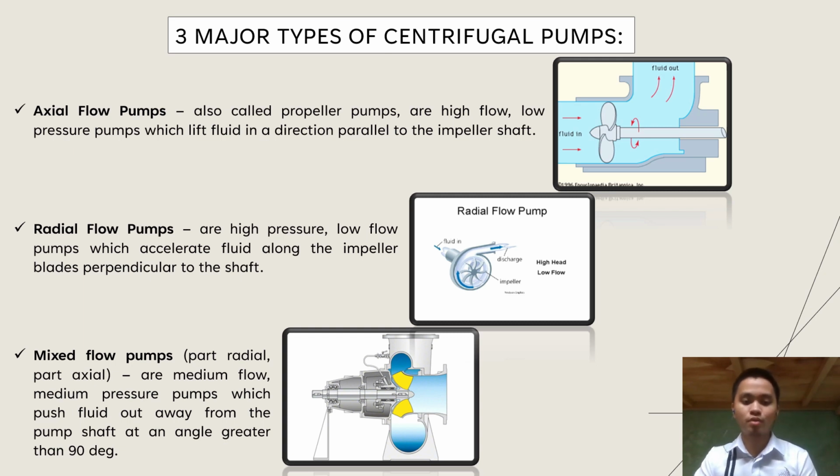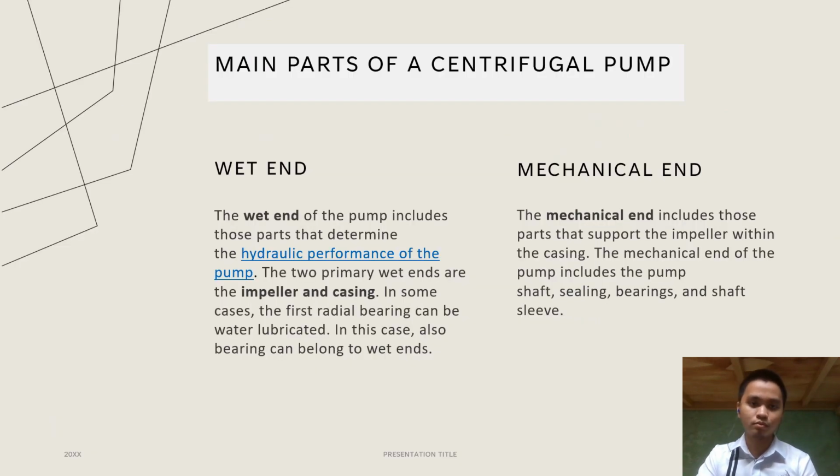Mixed flow pumps, part radial, part axial flow pumps. Medium flow, medium pressure pumps, which push fluid out away from the pump shaft and at an angle greater than 90 degrees. The main parts of the centrifugal pump.